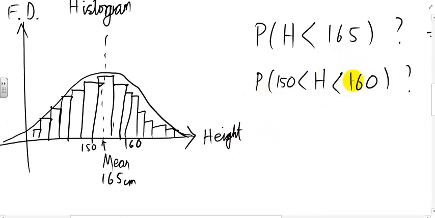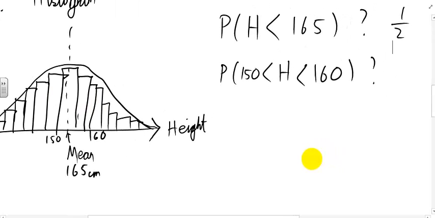But what if we were asked some more specific question like this? What is the probability of a random FIC student having a height between 150 and 160? So we're looking at this section here. These are the type of questions that we will be able to answer in this chapter. The key is the area of the histogram tells us the proportion of the total, so we can work out the probability.